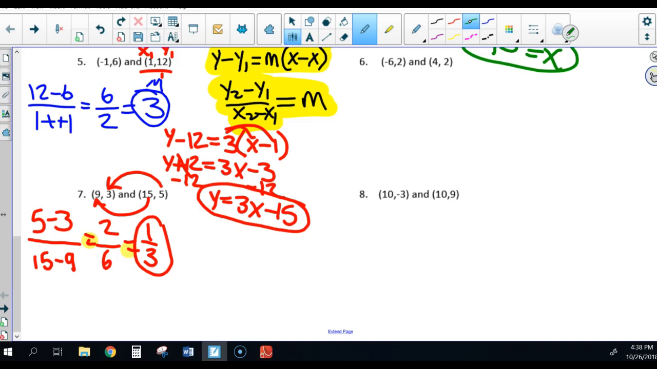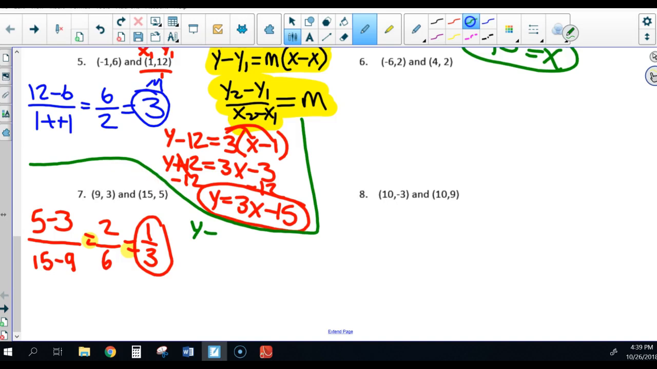Point slope formula. We've got to cut out some space here. Y minus, let's see, they're all positive, so no point really stands out above the rest. Those numbers are smaller. We'll go with 9, 3. x1 and y1. So y minus 3 equals m, which is 1/3, times x minus 9.